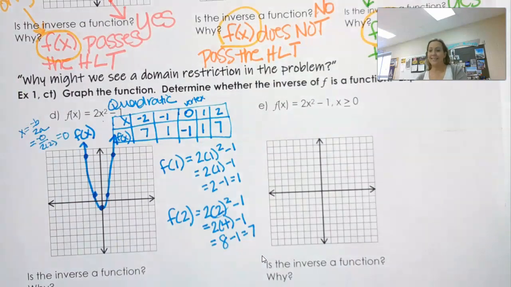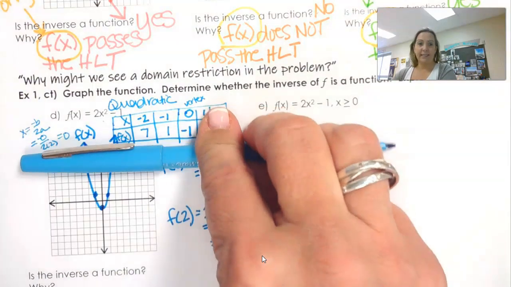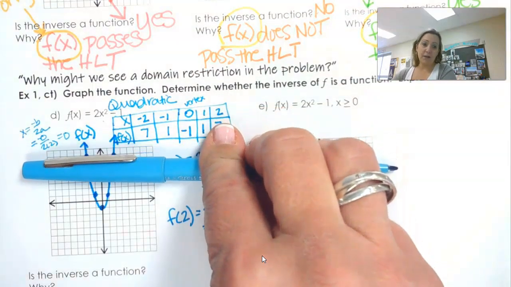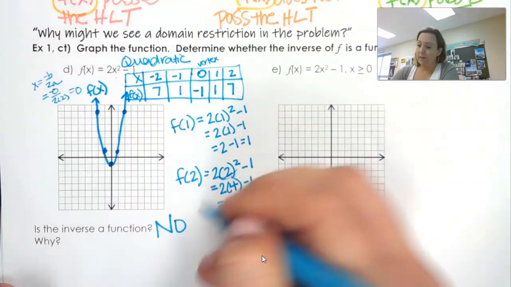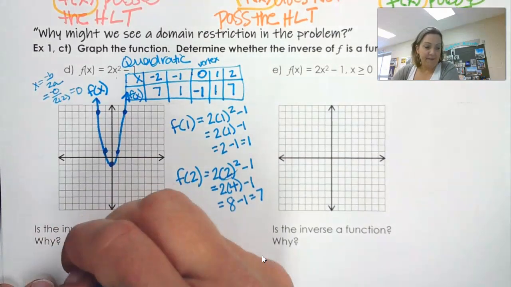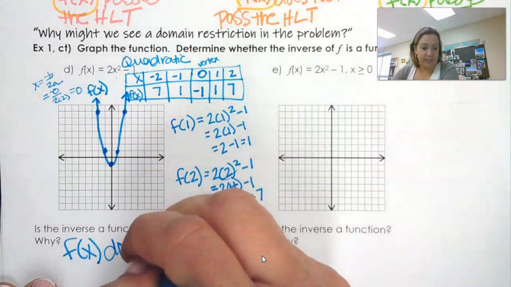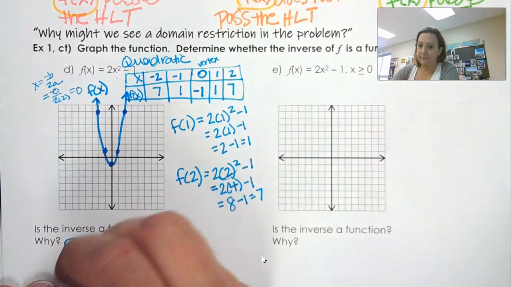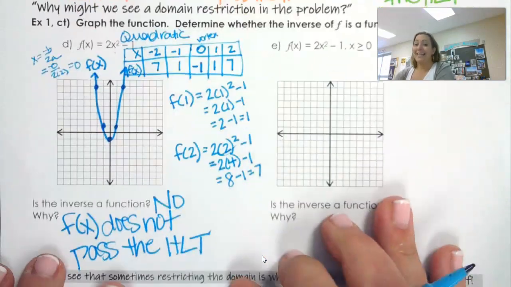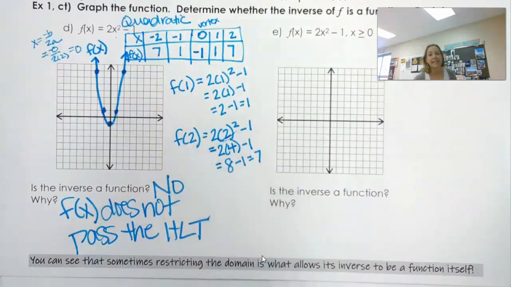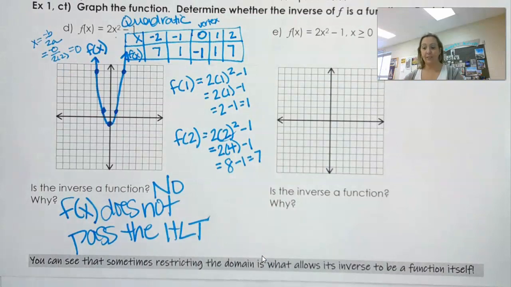So I look at this and I see if I do the horizontal line test on this graph that it does cross more than once. So is the inverse a function? No. And so the reason is that f of x does not pass the horizontal line test. And again, this is a function, okay? But if we switch the x and y, if we deal with the inverse, that inverse would not be a function.